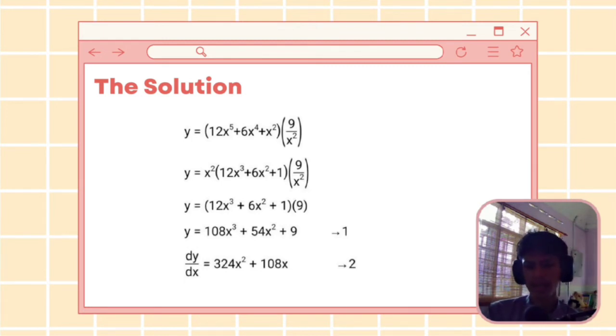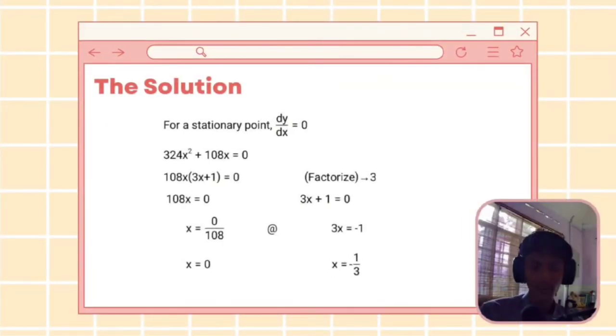The reason why it's 324x to the power of 2 plus 108x is because 108 multiplied by 3 and x to the power of 3 minus 1, and 54 multiplied by 2 and x to the power of 2 minus 1, and the answer is going to be 324x to the power of 2 plus 108x. And 9, because there is no x in 9, so it's going to be 9 multiplied by 0, and it's going to be 0.